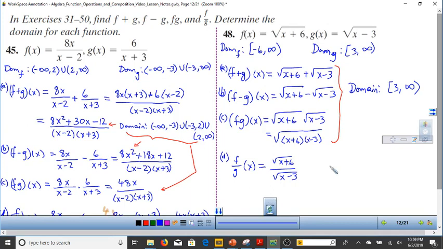But for this one, the domain has an additional restriction. We still look at where the two regions overlap, but we have to now take out whatever causes the denominator to be 0, namely, we have to take out 3. So the new domain is parentheses 3 to infinity. And there you have it.